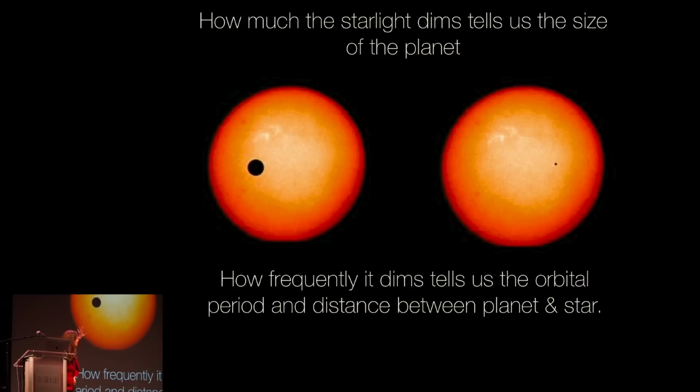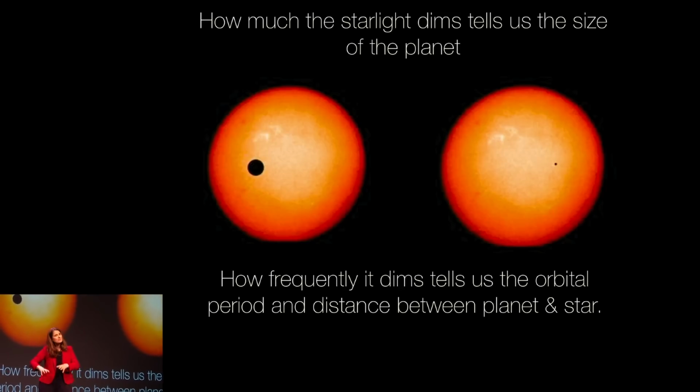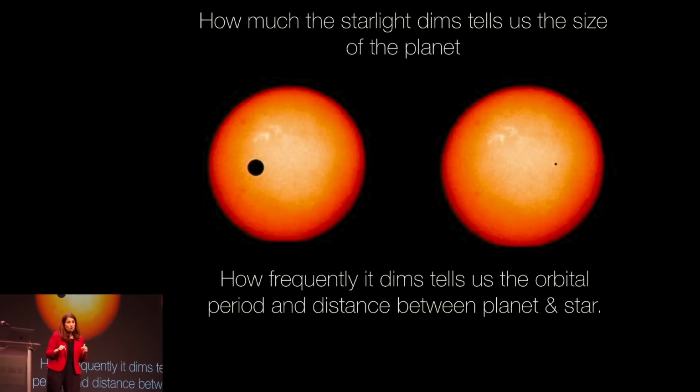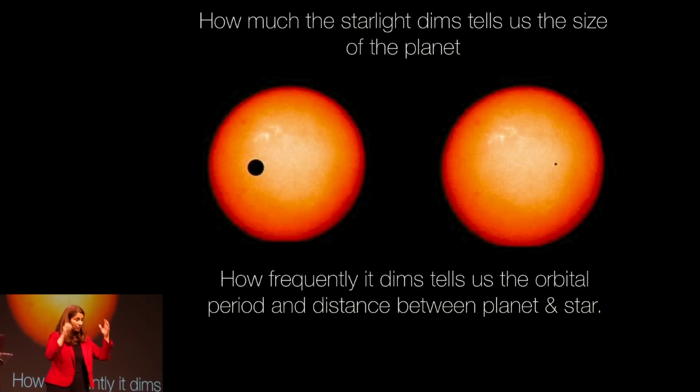How much the starlight dims tells us the size of the planet. How frequently it reoccurs, once every orbit, tells us the length of that planet's year, the orbital period. And Johannes Kepler in the 1600s, the namesake of the mission, taught us that there's a direct relationship between the orbital period and the distance between the planet and the star. And if we know that, and we know how hot the star is, we know how much energy the planet is receiving, and whether or not it's a Goldilocks planet, right?